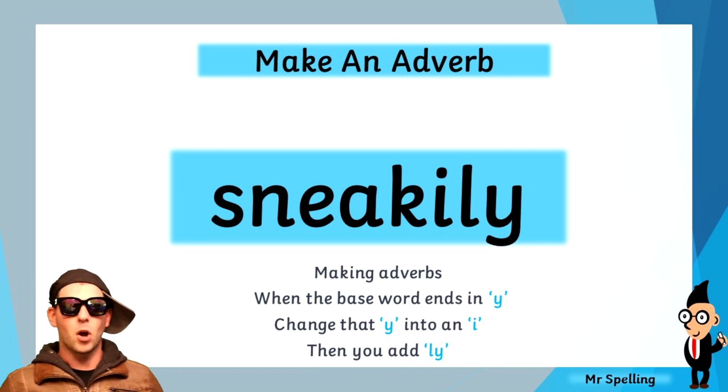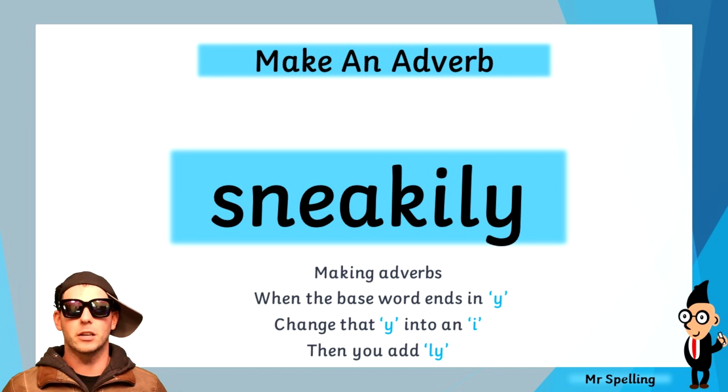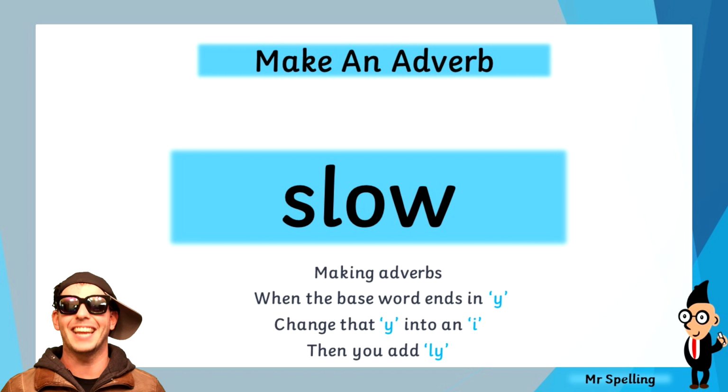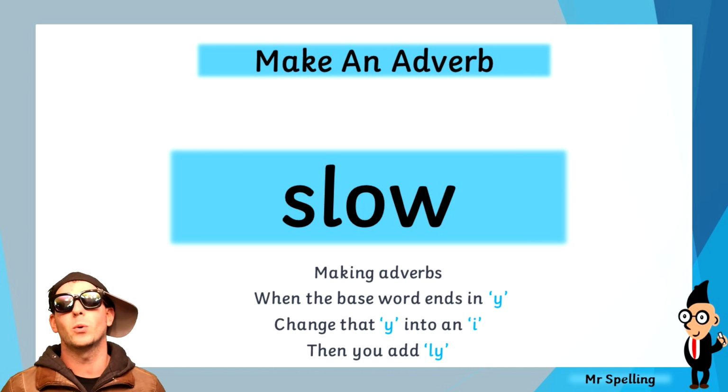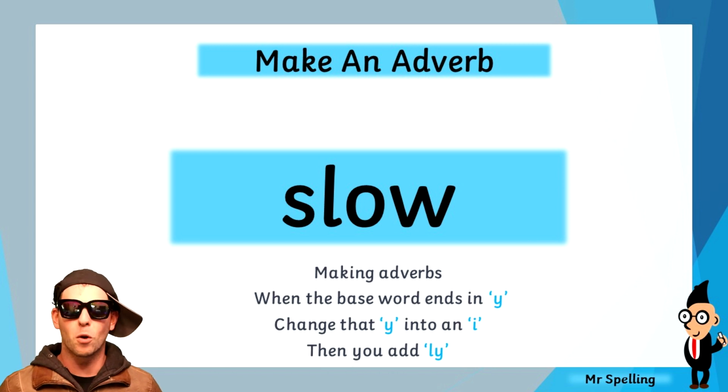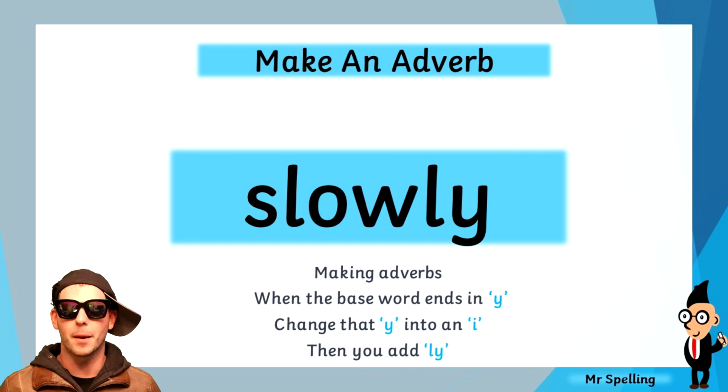The next word on our list is the word slow, and we want to make it into the adverb slowly. So have a look at the word. Does it end in the letter Y? No, it doesn't. So we're not going to apply our spelling rule. To make slow into an adverb, all we're going to do is add ly, and slow becomes slowly.